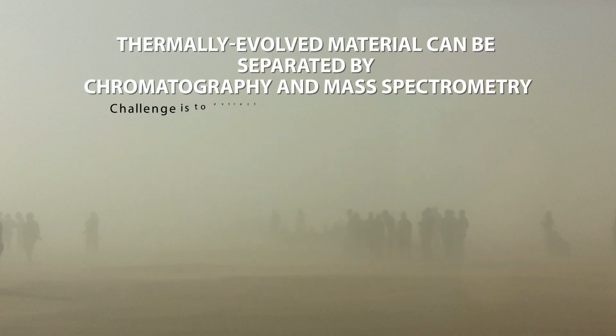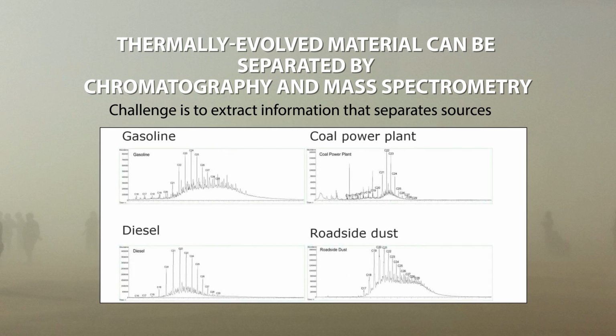So this is a typical graph generated in gas chromatography mass spectrometry for a gasoline engine. These are the compounds emitted from gasoline powered vehicles, the carbon compounds and their concentrations. Even the source profile is available for road dust.